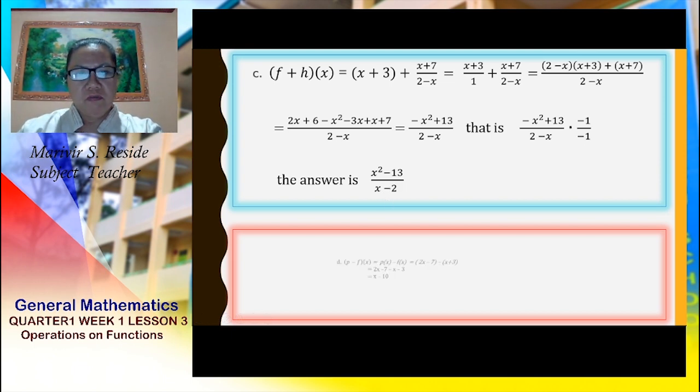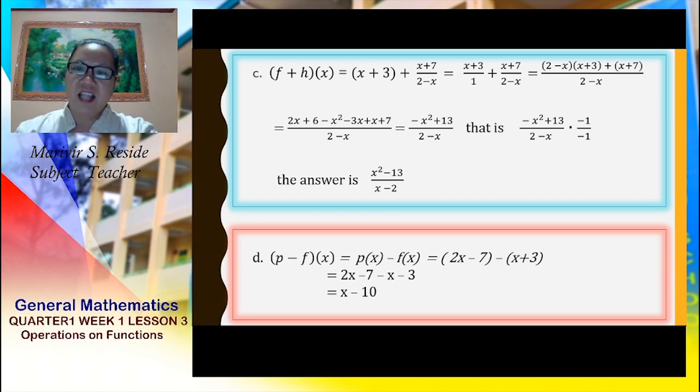So let's proceed with the fourth, our second to the last example. Now we have subtraction of functions, p minus f of x. This will simply be p of x minus f of x. Substitute the given, 2x minus 7 for the p of x, minus x plus 3 for the f of x. And we will have 2x minus 7 minus x minus 3. The final answer is x minus 10.